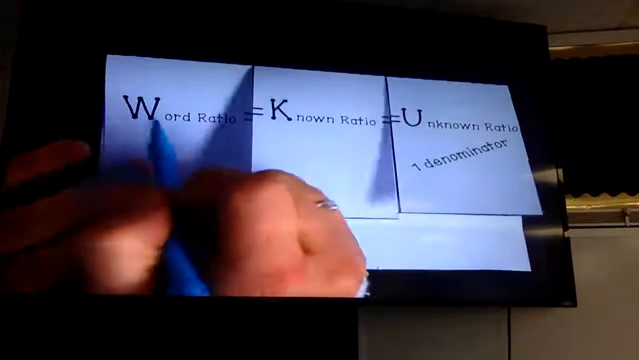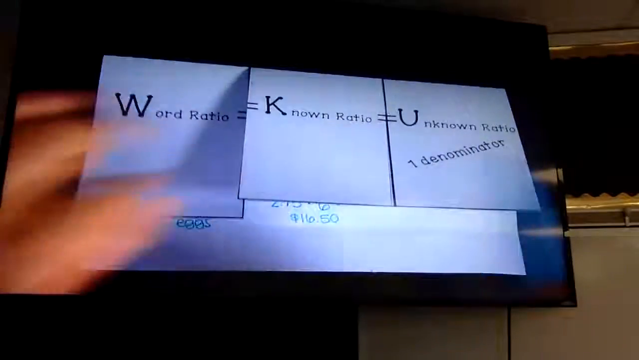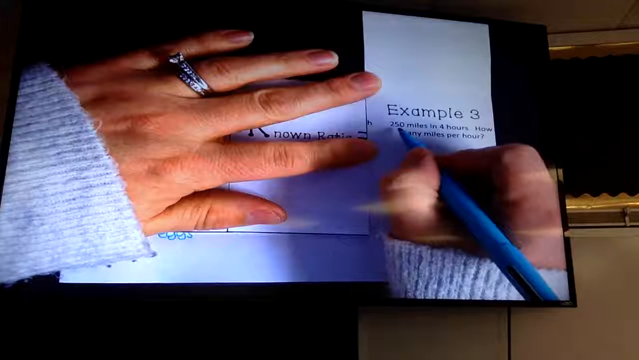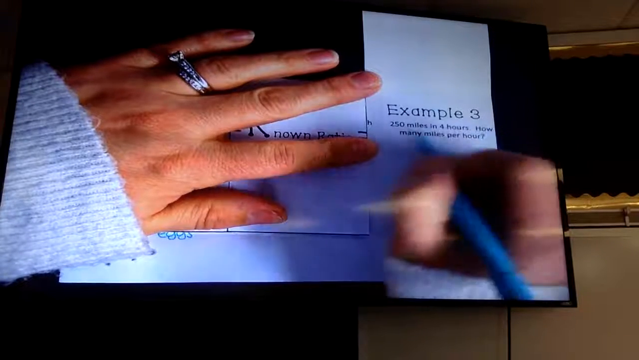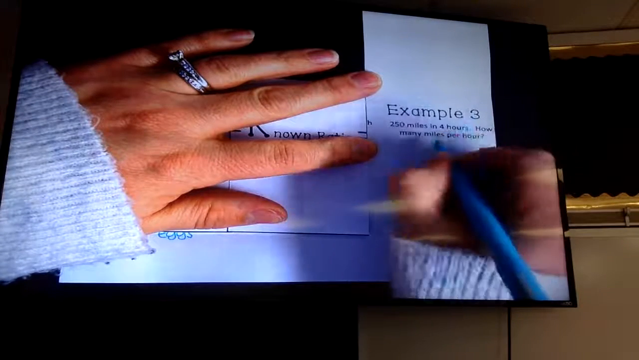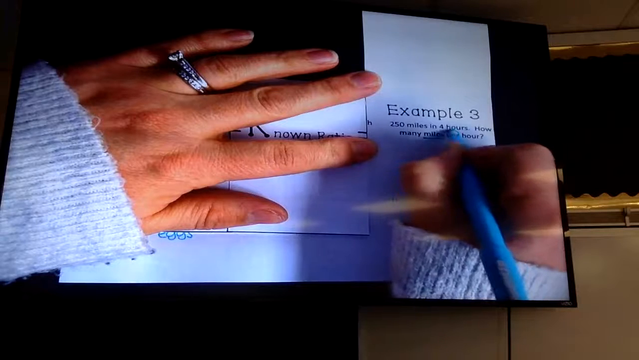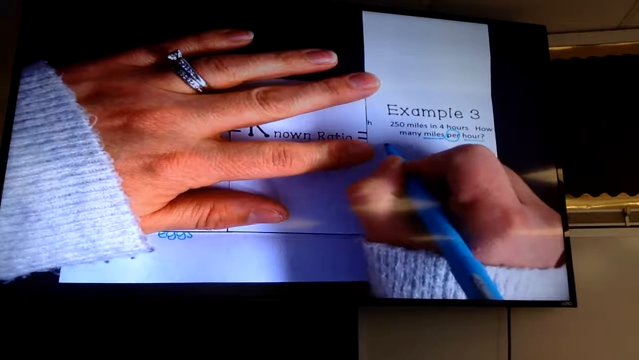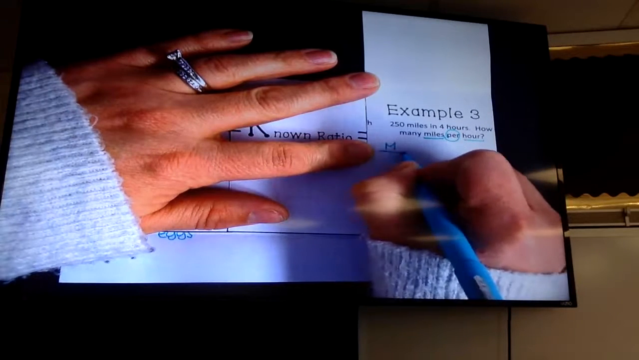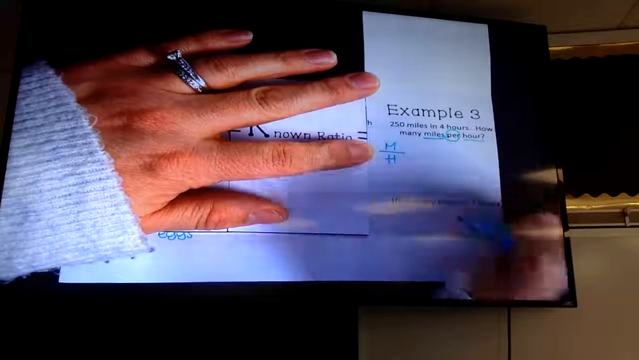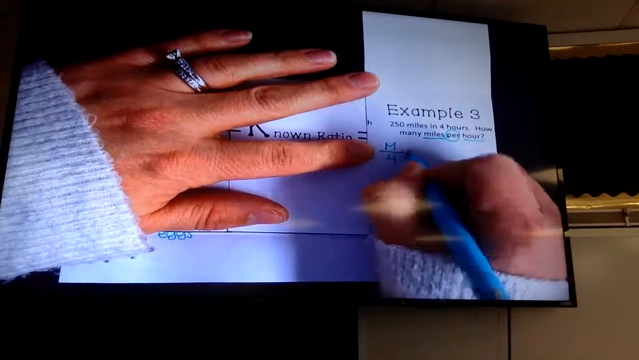All right, last one, unknown ratio. Okay, so word ratio, known ratio, unknown ratio. So let's start with our word ratio. 250 miles in 4 hours. How many miles per hour? Miles per hour. So I'm going to write miles per hour. So there's our word ratio.